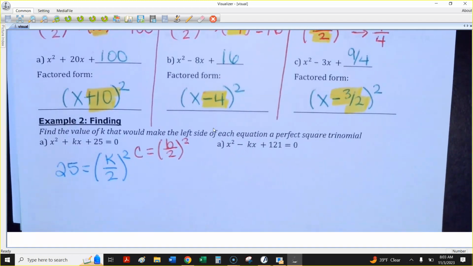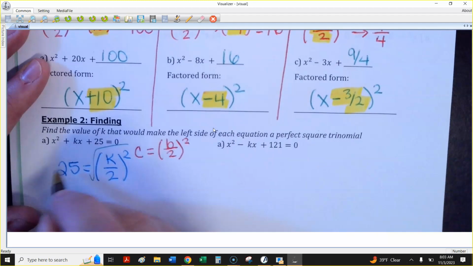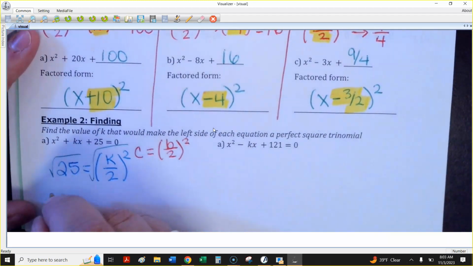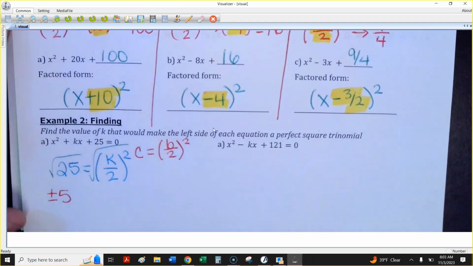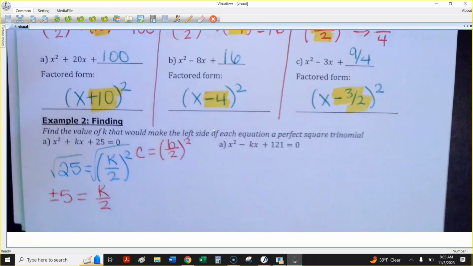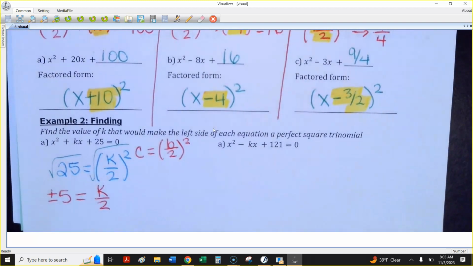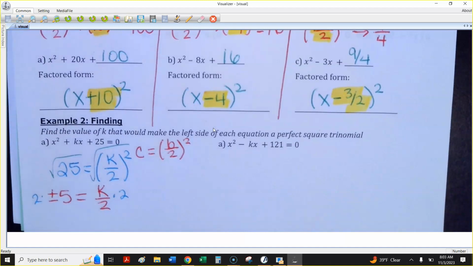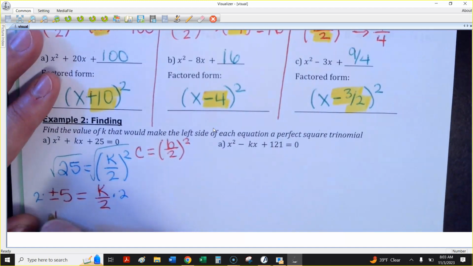Take the square root. And this is where you're going to get your two answers, right? Because we just introduced that square root. This would be plus or minus 5. Now, that's equal to k divided by 2. How would I end up solving that then to get my answer? Multiply by 2. Yeah, exactly. Just multiply by 2. The plus and minus, I'm just multiplying it by 2. So then my answer is just going to be plus or minus 10.